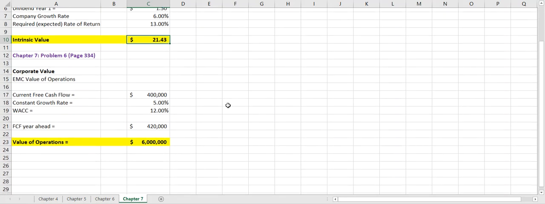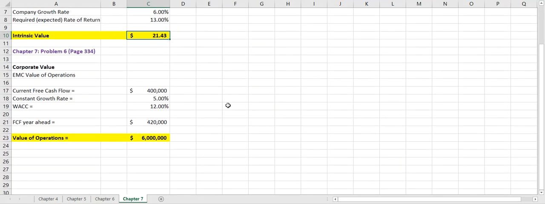The last concept in our review is the second problem out of Chapter 7, Problem 6. What is the value of a company? And very simply, the value of a company is the cash flow, in this case the free cash flow, and we'll talk more about free cash flow next week, the free cash flow of a company in relationship to its cost of capital, WACC. We'll talk more about that in the next couple of weeks.